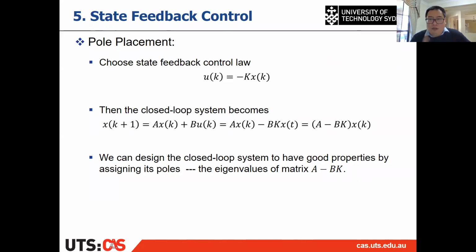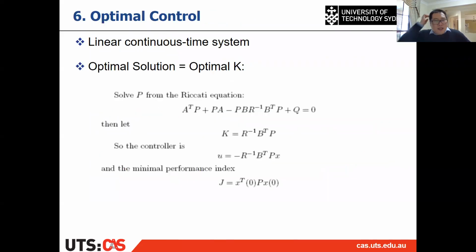All right, so try to remember about that. Then after that, we still have this optimal control. So for pole placement, we can have multiple Ks, right? But which K is the optimal one? Then we have the optimal control.